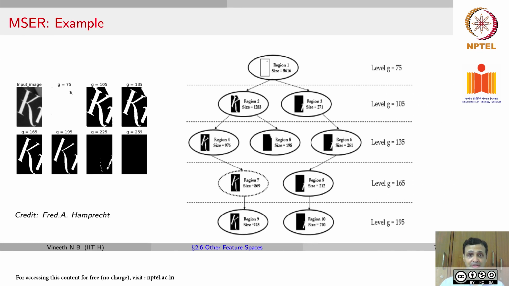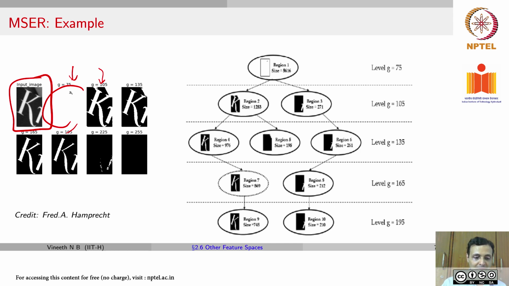Here is a visual illustration. So this is the input image. As you can see, it has some characters in it. And when you set your threshold to be 75, assuming again that you use 8 bits to represent a pixel, so values between 0 and 255, you see the regions not very clearly defined. But when you go to G is equal to 105, you see regions getting slightly more well defined.